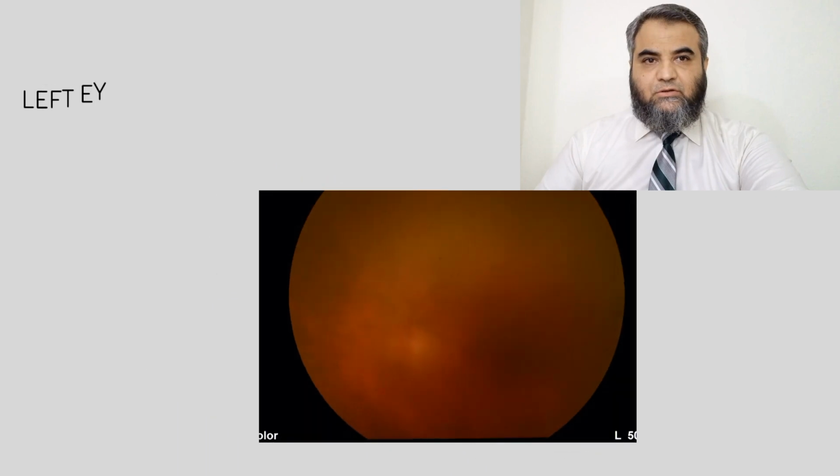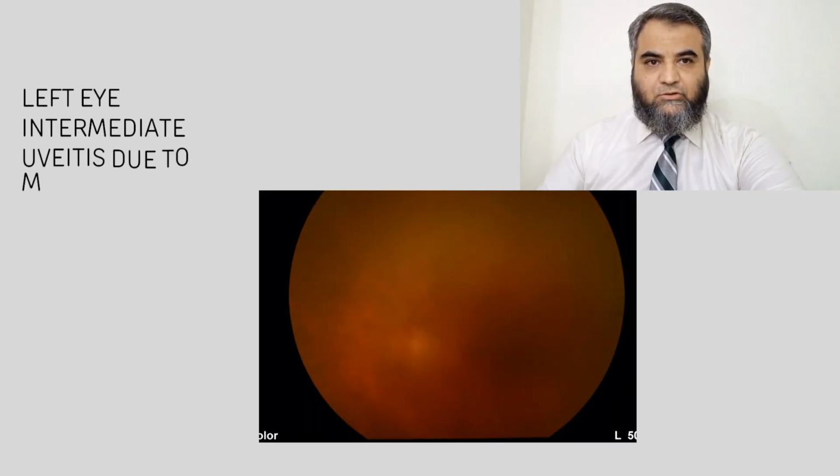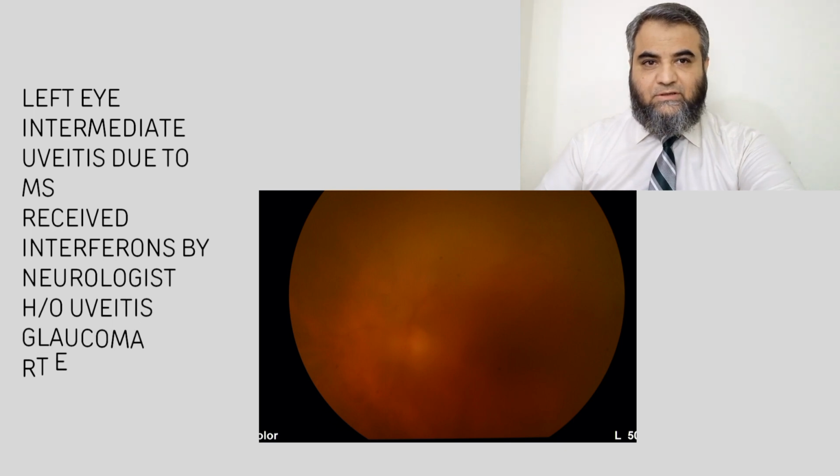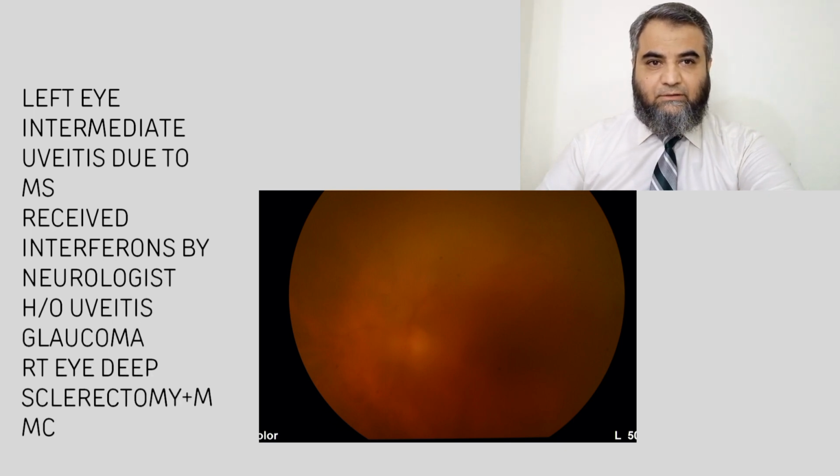This is a patient who has intermediate uveitis because of multiple sclerosis. He has already received treatments by the neurologist for interferons, and he also has a history of uveitic glaucoma, for which he has already got treatment, deep sclerectomy with mitomycin in the right eye. Pressure was controlled with anti-glaucoma medication, and he had on and off episodes of uveitis flare-up. So he also used topical steroids and cycloplegics.